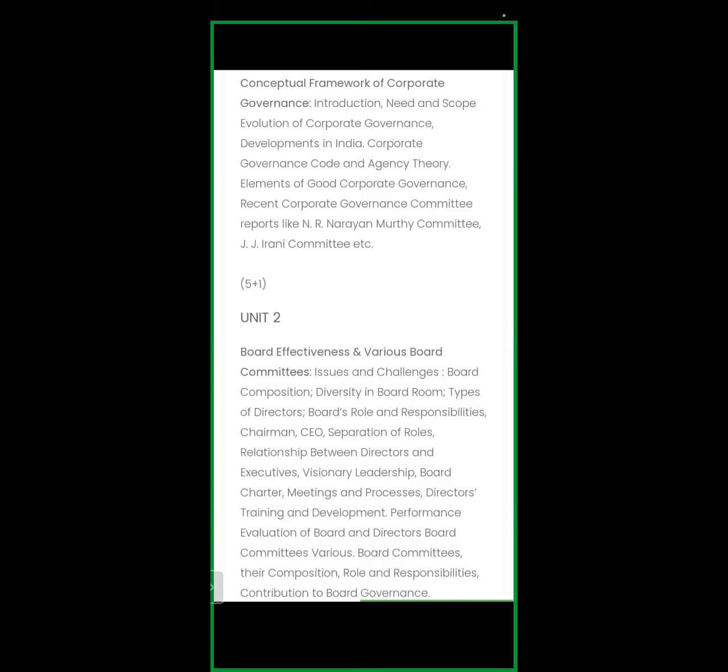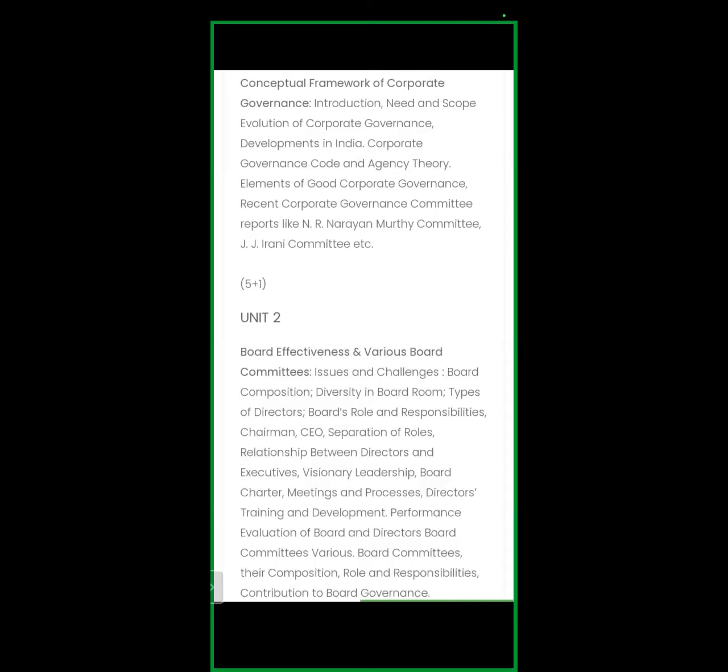as the chairman of the committee for corporate governance, rather than them, these people suggesting the company what to do and what not to do. It will be better if the industry's own people are heading the committee, they will be in a better position to suggest or to prepare the new guidelines for the company. So that is what we will be discussing in our unit number one.